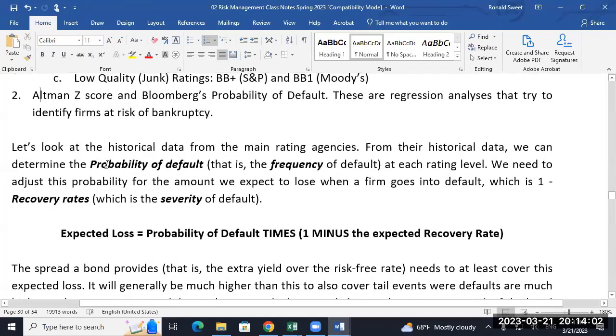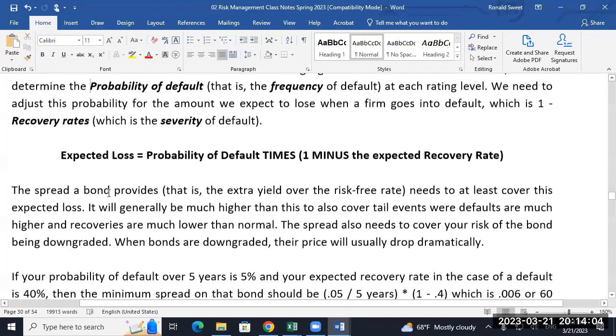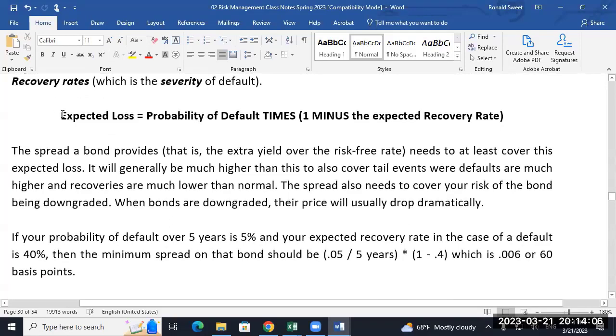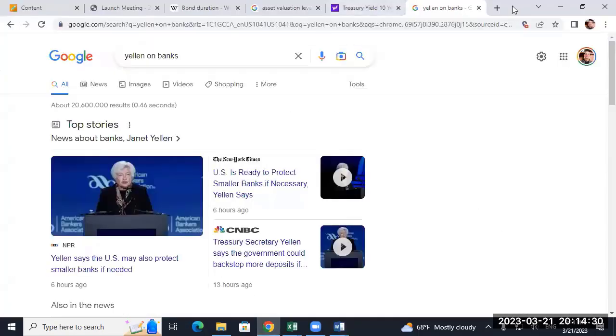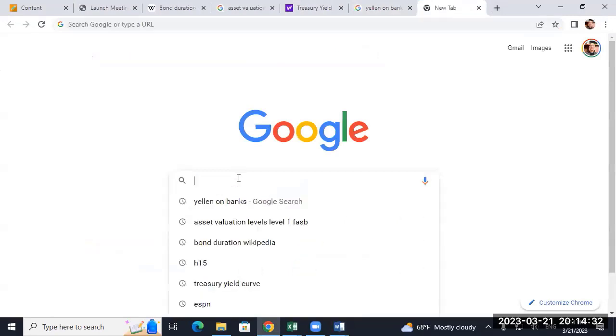So that's really what we're looking for here. This is the only math problem other than the VAR problem on the second exam. It should be a pretty simple question. So your expected loss on a bond should be your probability of default times 1 minus your recovery rate. Pretty straightforward. We can get probability of default because it's out there for free.